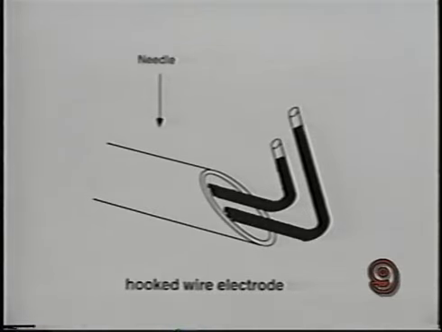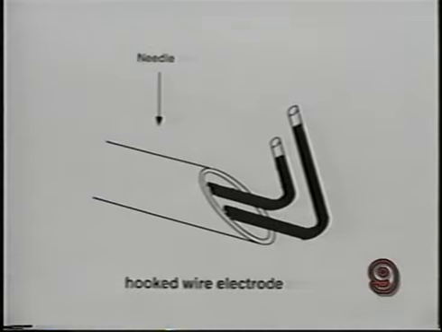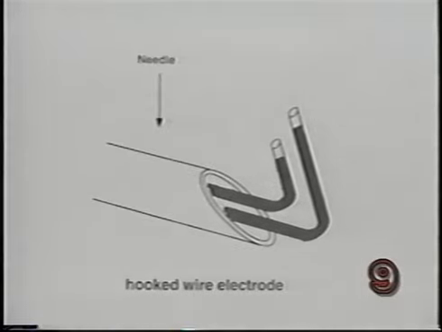This is a schematic illustration of a bipolar electrode. The needle contains two thin wires that are bent close to the edge to make two hooks. After insertion into the muscle, the needle is removed.